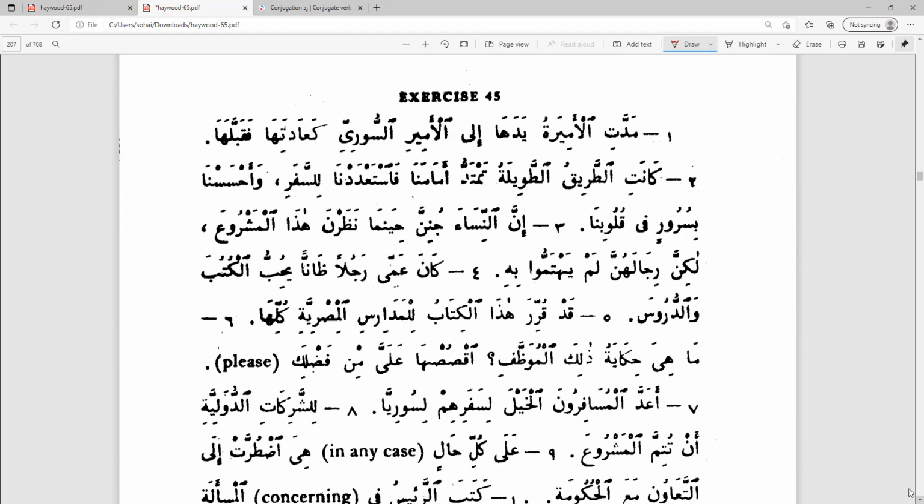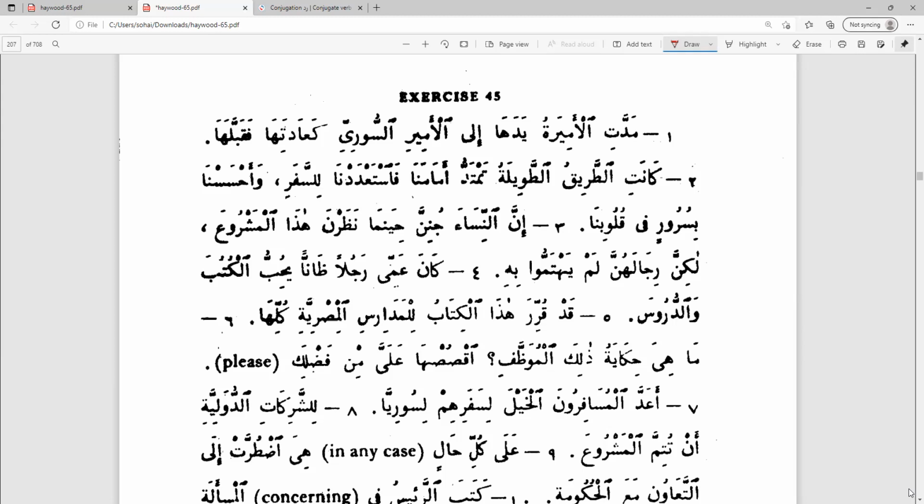Okay, so let's do this. Jannah yujunun. Jannah junun. Number one. Today you want to do this. Maddatil amiratu yadaha ilal amiril suri ka'adatiha faqabbalaha.